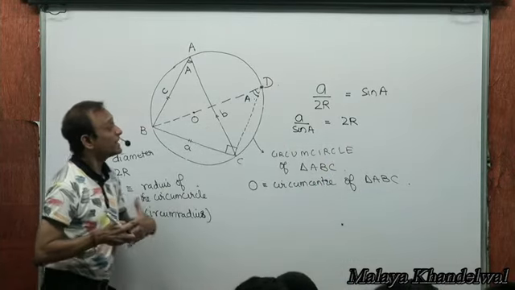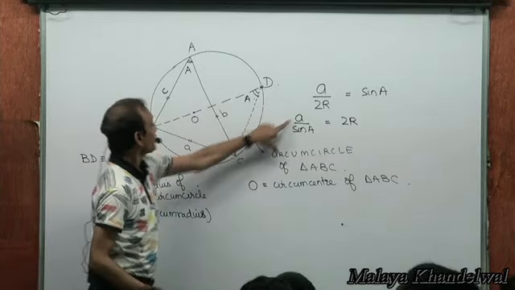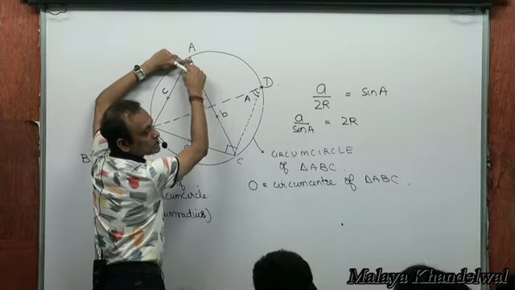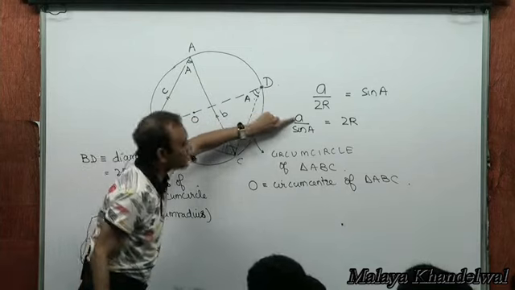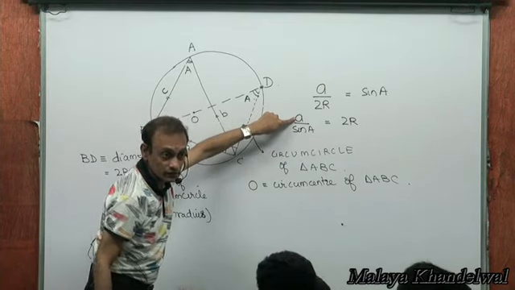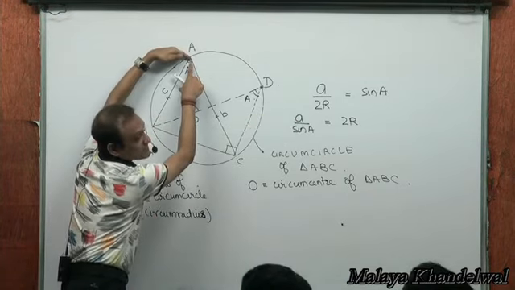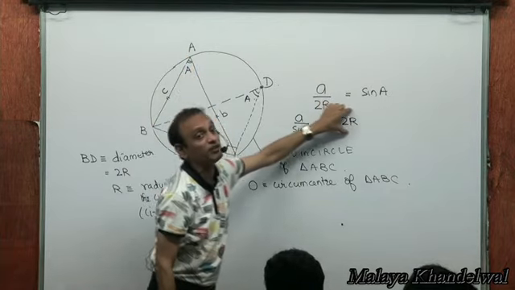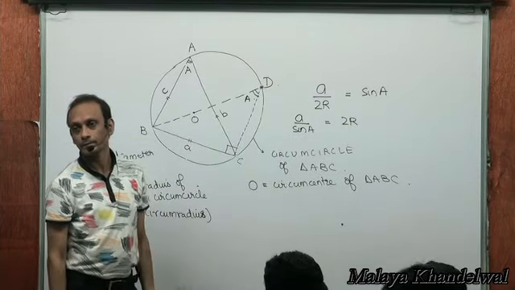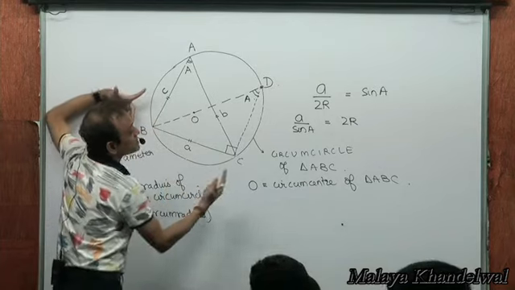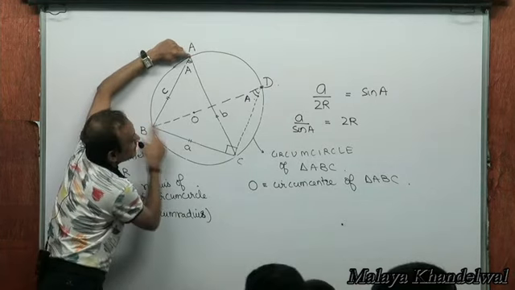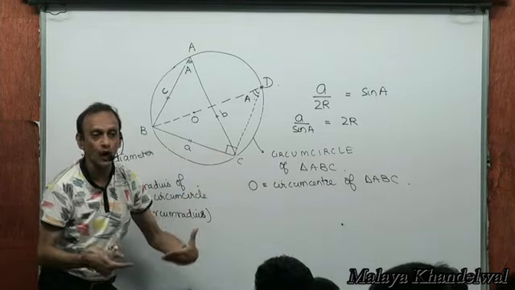Let's interpret this result. What is small a? Small a is this side. What is capital A? Angle opposite to small a. Which means any side of the triangle divided by the sine of the angle opposite to it would be a constant and will be equal to twice the circumradius. That means, extending this result, b by sine B must also be 2R and c by sine C must also be 2R. Yes or no?